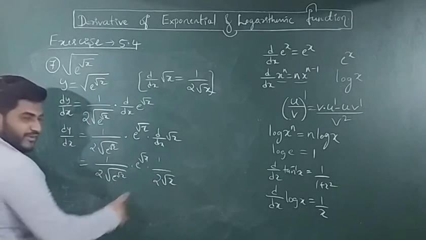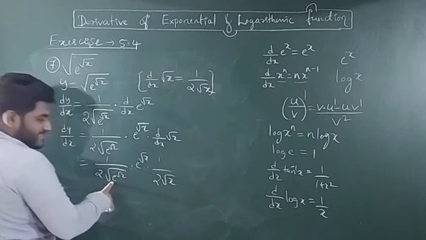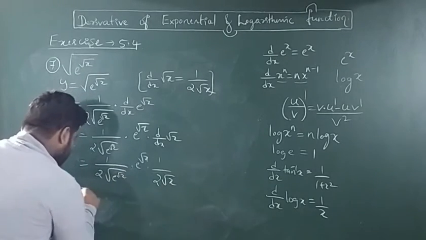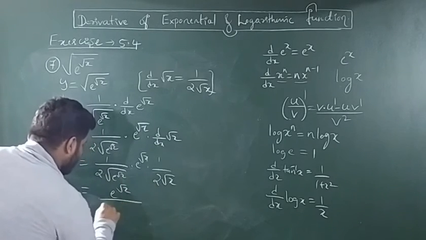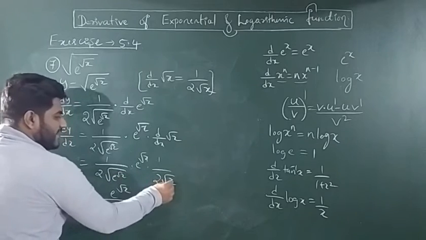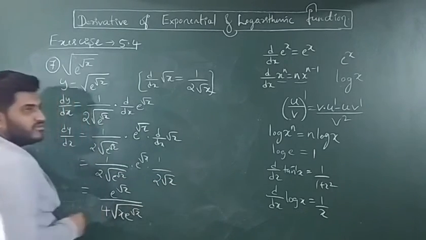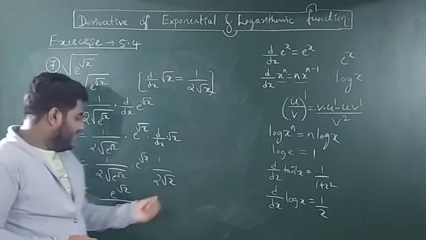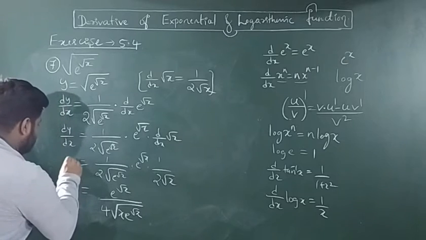Carefully see here, 2 into 2, 4. So here also root is there, here also root is there. We can include this x inside the bracket. So remaining, e raised to root x whole divided by 2 into 2, 4, square root of. Here e raised to root x is there, here x is there. We can write x into e raised to root x inside the square root, because both are in the square root, we can include inside. So this is nothing but dy by dx, the required answer.